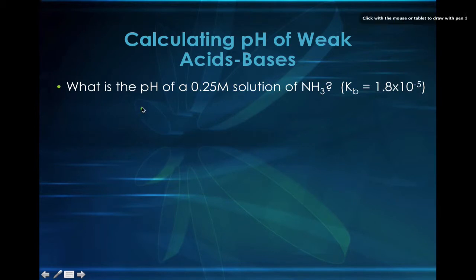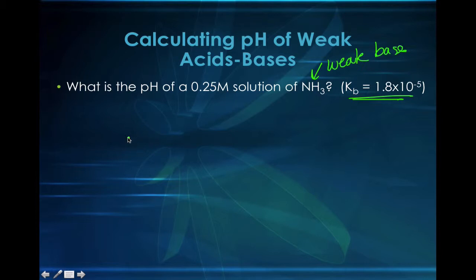Next one, what is the pH of a 0.25 molar solution of ammonia? And ammonia is a weak base. So this problem is a little different than the ones that we've done, which were weak acids. Now we're dealing with weak bases. They've given me the Kb. It's 1.8 times 10 to the negative 5th.